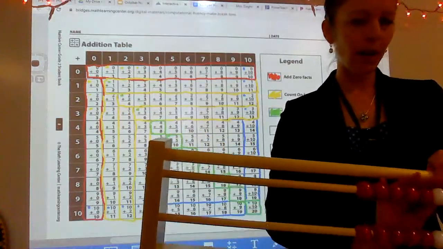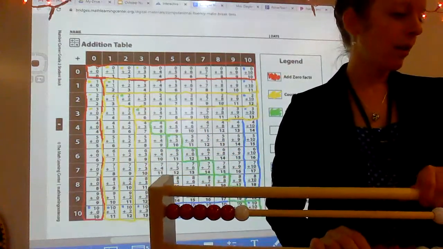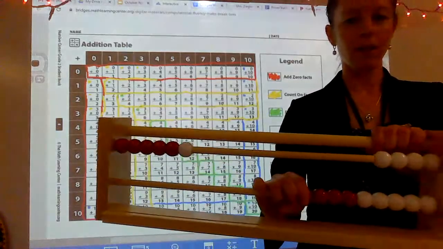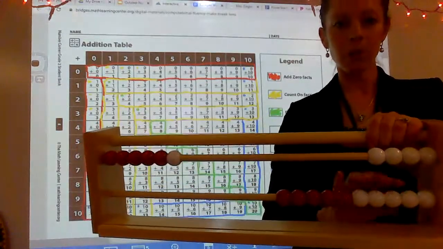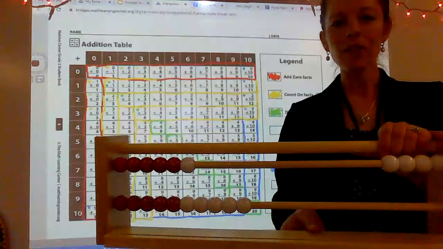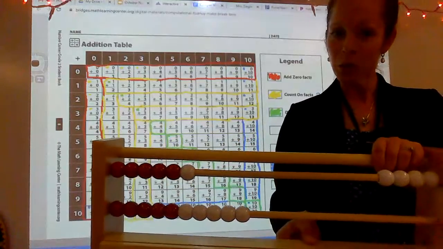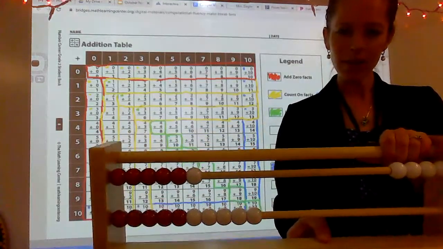Let's do another one. Suppose I have $6 and Mrs. Downs comes in the room and gives me $10 more. I have such nice friends. I really do. Such awesome teachers. How much do I have now?